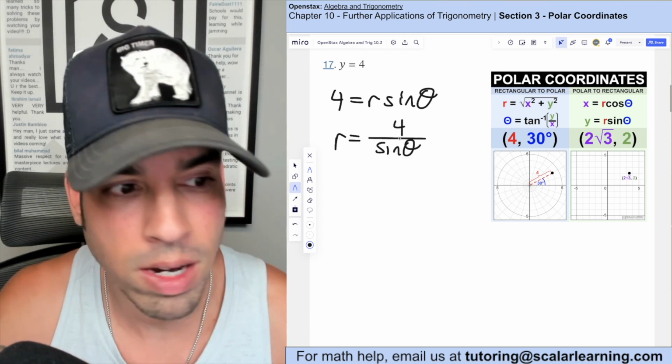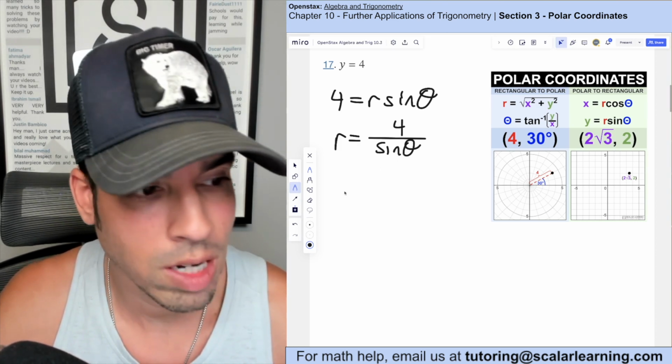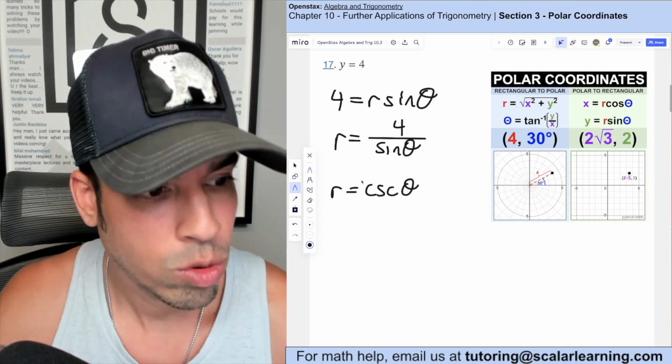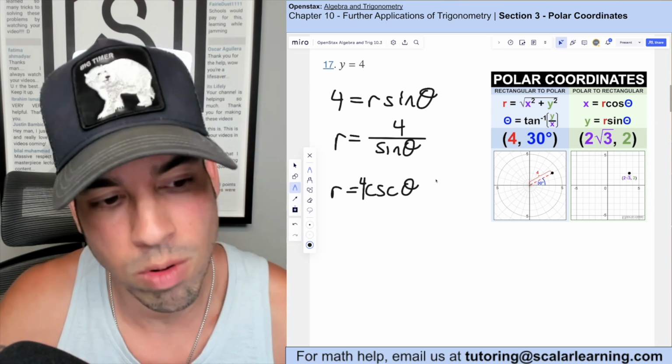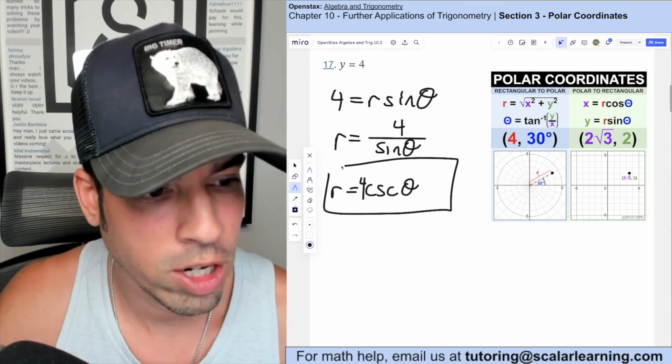Now this is actually a fine response, but in the answers, what they've done is they recognize 1 over sine of theta is the same as cosecant of theta. So we can just rewrite that as cosecant of theta in the numerator with a 4 in the front, or 4 over here, it doesn't matter, but usually we like to put the 4 in front. So that's the equation. Done.